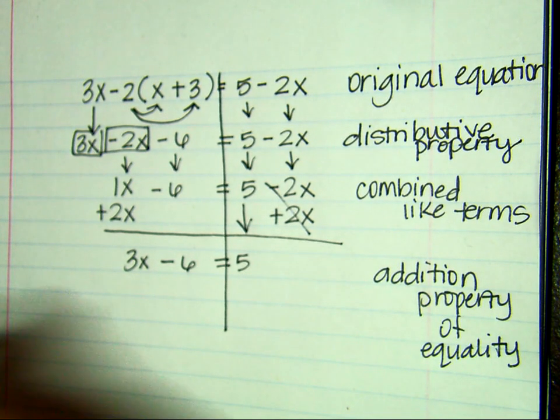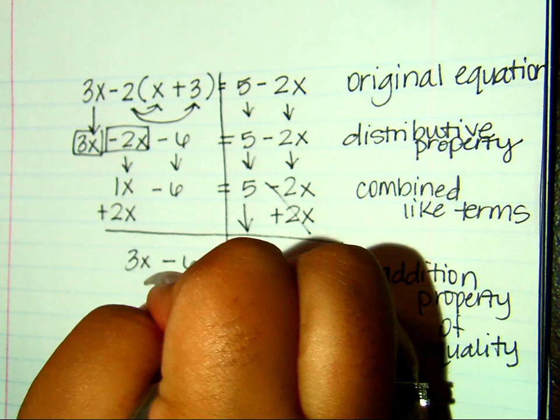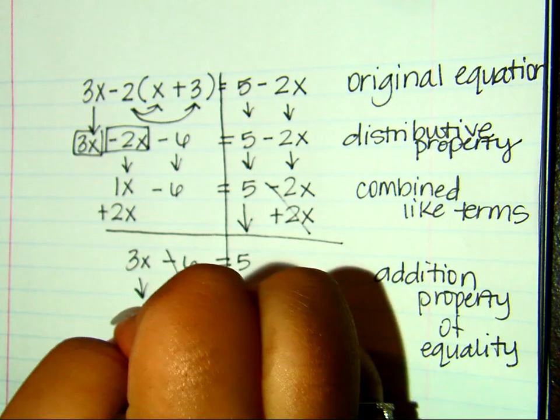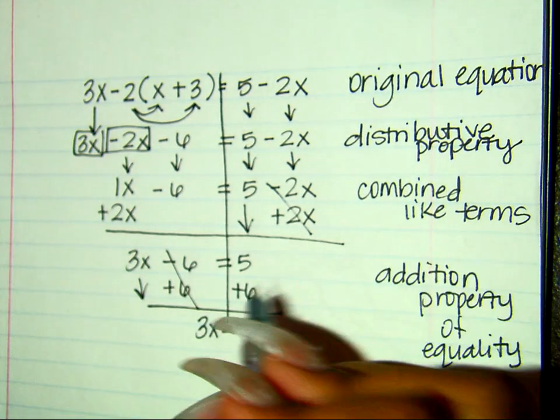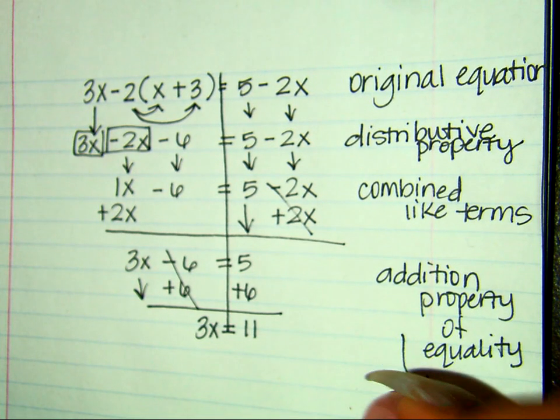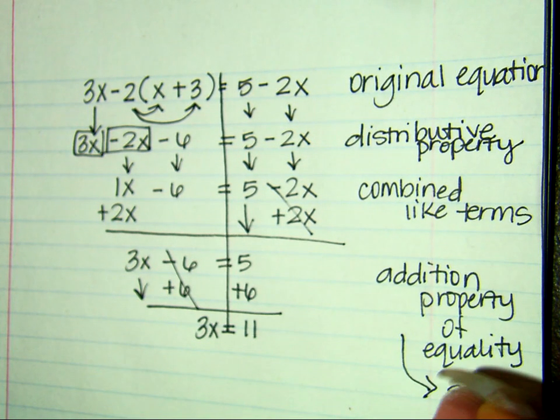Alright, and now we are going to do addition property of equality once more. And 5 plus 6 is 11. So I'm going to just put the same thing here. I'm going to just write same.